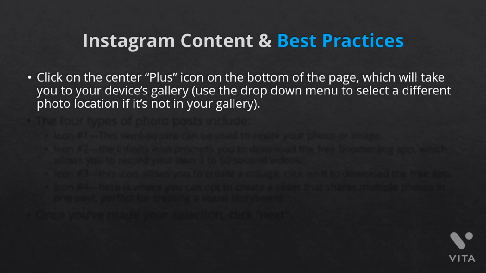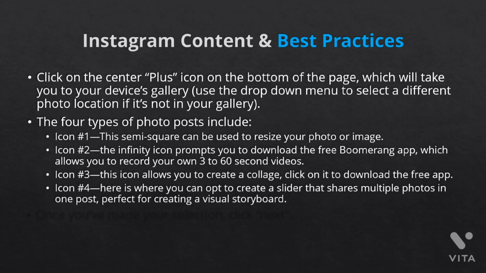First, you decide what type of post you want to create. At the bottom of the photo, 4 icons will populate. Icon number 1 is a semi-square. This will be used to resize your photo or image. While your image will automatically resize, this allows you to zoom in a bit. Icon number 2, the infinity icon, prompts you to download the free Boomerang app, which allows you to record your own 3 to 60-second videos. However, you can also upload your own.